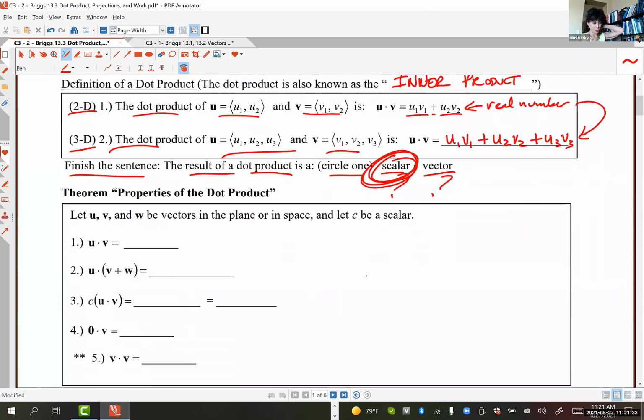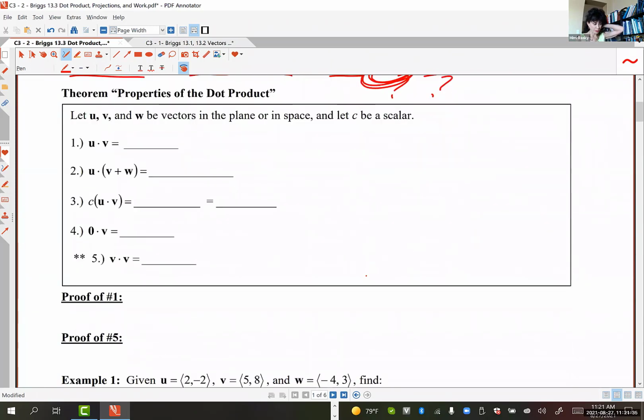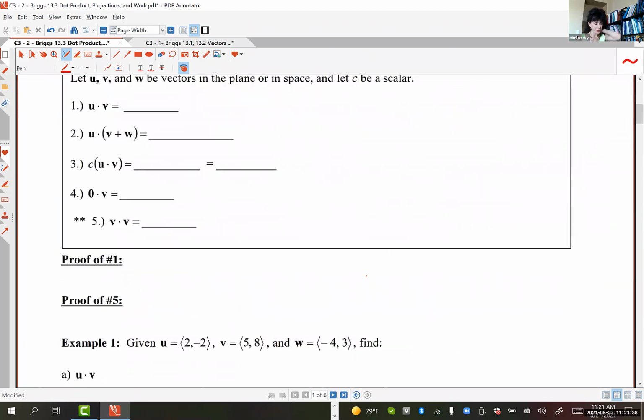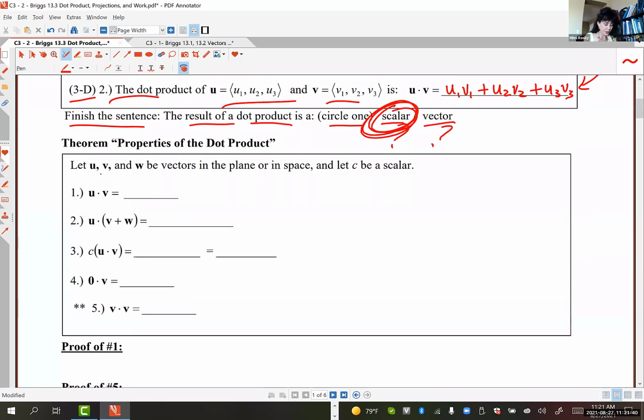So now let's do some properties of a dot product. I'll do a couple of proofs and then we'll do some examples, okay? So let's say you were given U, V, and W and they're vectors in the plane or space, doesn't matter. These are all still true regardless. And let C be some scalar. If you take the dot product of U and V, U dot V, it gives you the same answer as V dot U. So dot product is commutative.